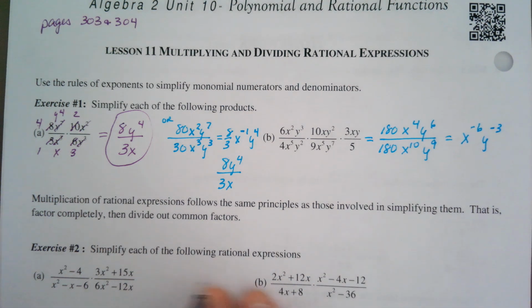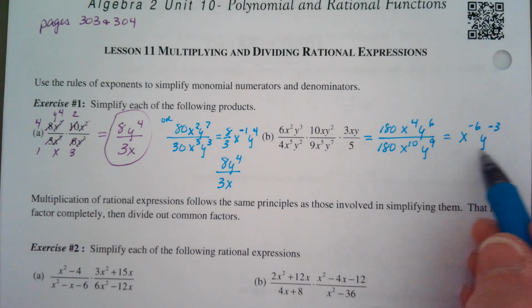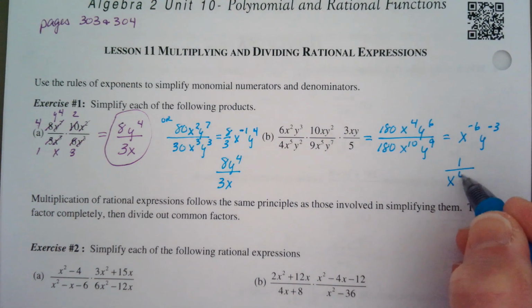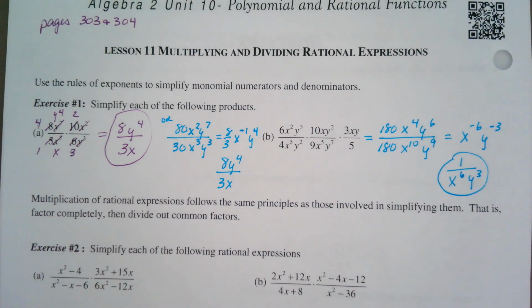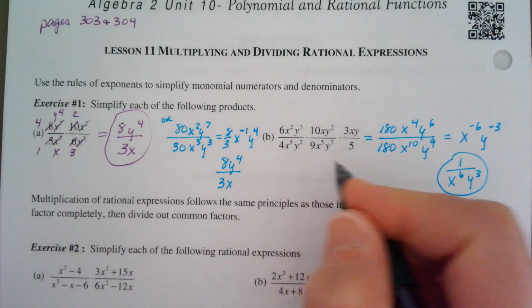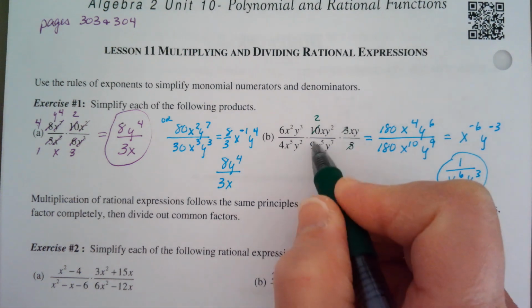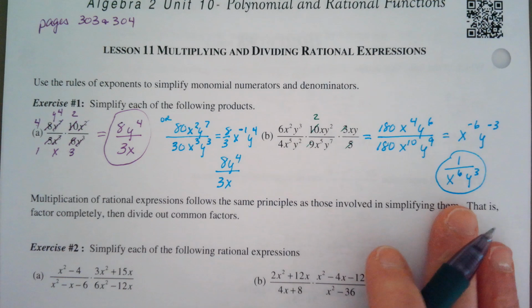And I want to express this as a rational expression. So I don't want negative exponents, rather let's throw them into the denominator with positive exponents. So we have 1 over x to the 6th, y to the 3rd. Or I could have gone with some of my dividing out, like 5 into 10, 3 into 9. It's your preference. I'm not going to continue with that. That is the answer.